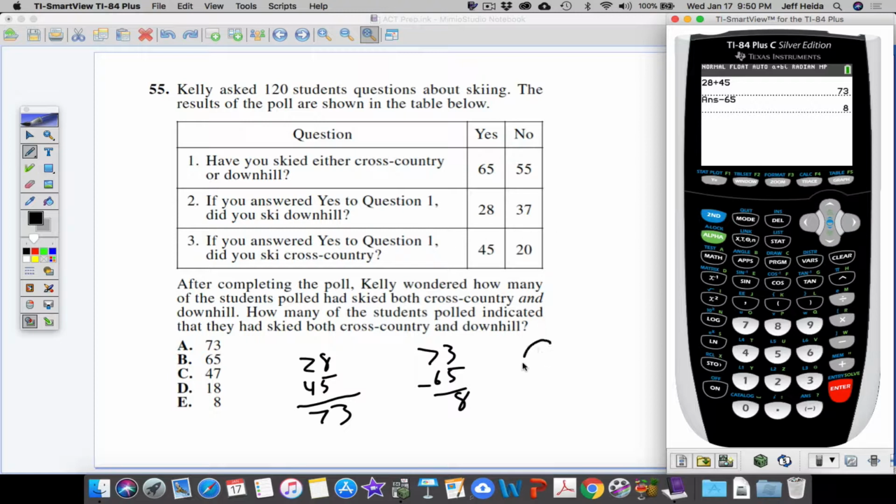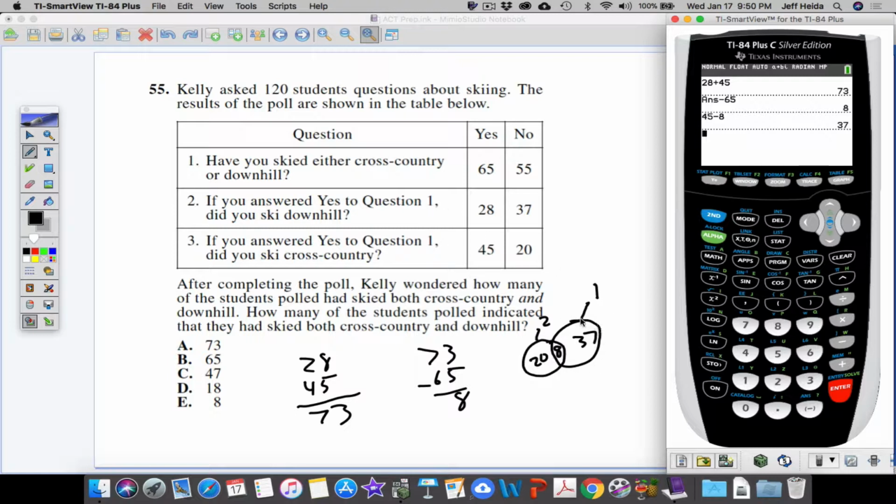And another way to look at it would be if you had a Venn diagram like this. This circle would be you answered yes to question 2. This is you answered yes to question 1. There's an overlap of 8, which means 20 people skied downhill only. 8 people skied downhill and cross-country. And then 45 minus 8, I'm going to be lazy, is 37.